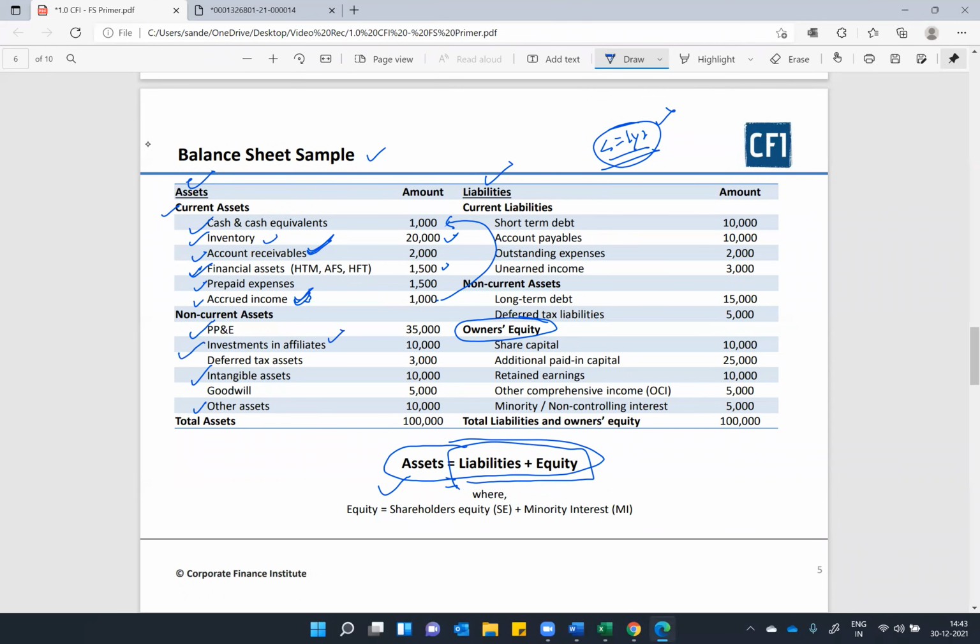Generally, you use the term investment in affiliates whenever you have more than 20% investment in a single company. So chances are that you're going to use the word investment in affiliates or associates.